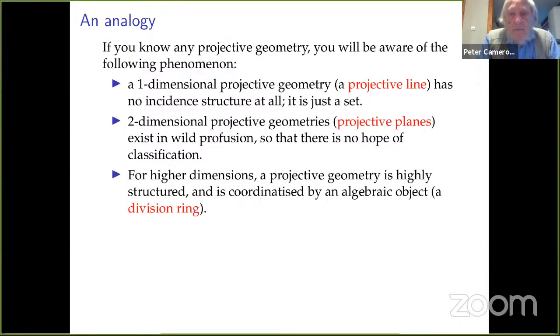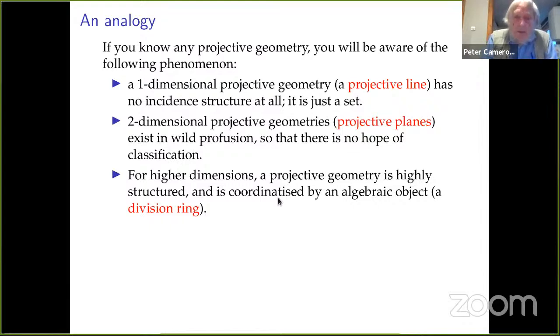But as soon as the dimension is larger than two, suddenly everything becomes very tightly structured. You can coordinatize it by an algebraic object, namely a division ring, a possibly non-commutative field. So this is the way that things look in projective geometry.